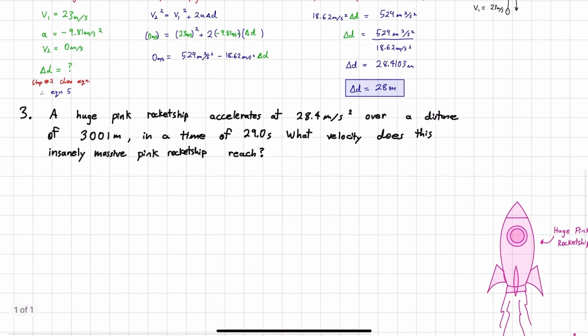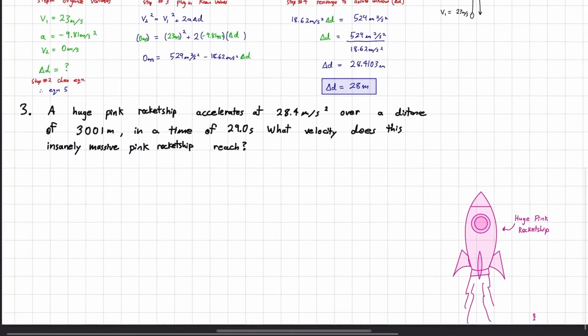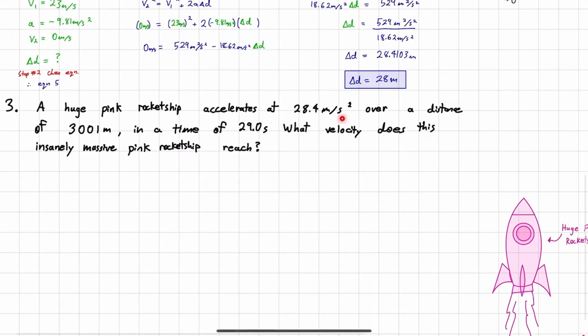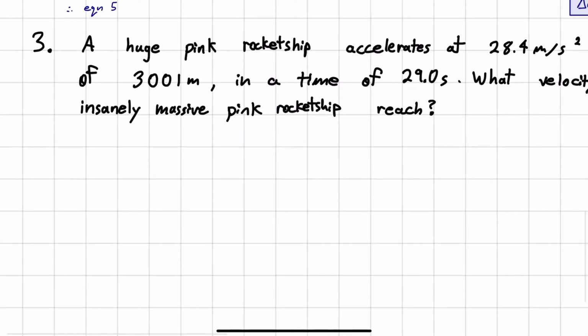All right, moving on to question 3. Here we have a huge pink rocket ship that accelerates at 28.4 meters per second over a distance of 3,001 meters in a time of 29.0 seconds. What velocity does this insanely massive pink rocket ship reach? Now we're going to follow the exact same steps as our last 2 questions.